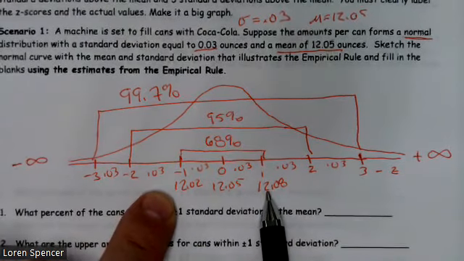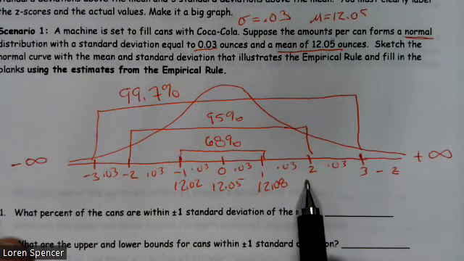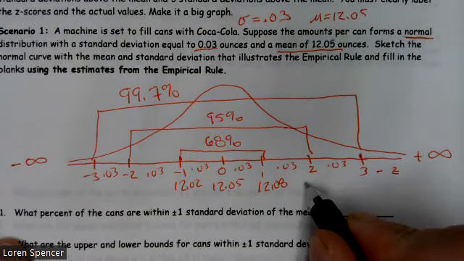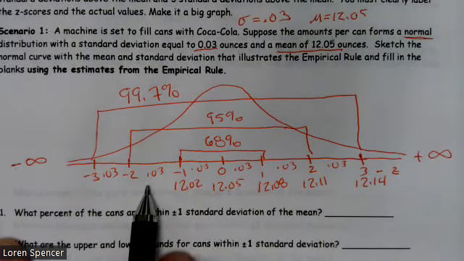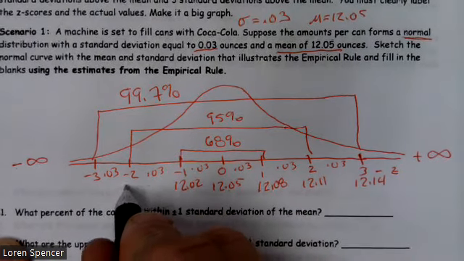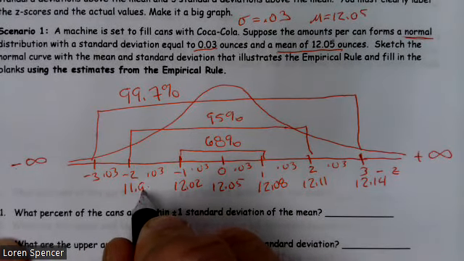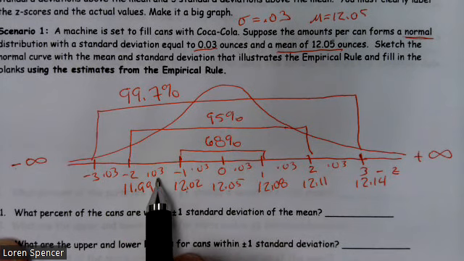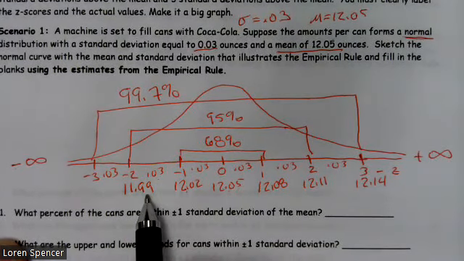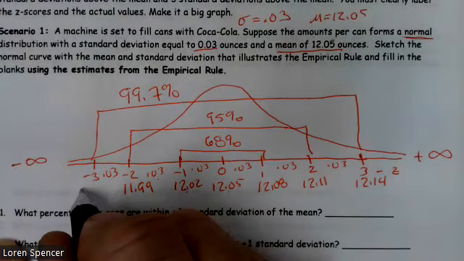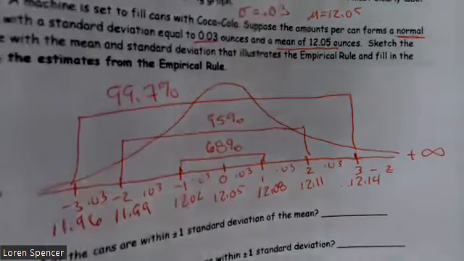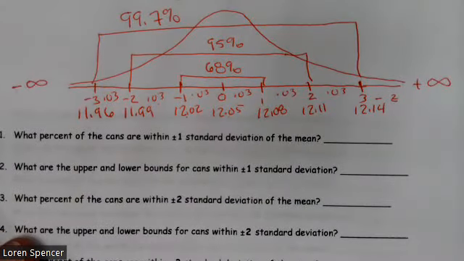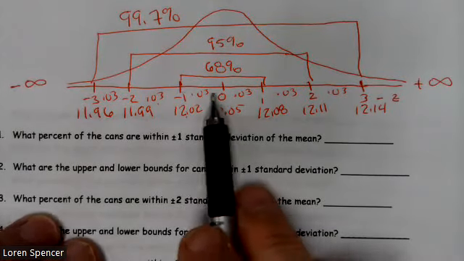So 68% lie between here. If I add 0.03 to this, I get 12.11, because it's 2 standard deviations, and at 3 standard deviations, we're at 12.14. When I subtract, and now I'm 2 standard deviations below, this is 11.99, because 12.02 minus 0.03. And then I subtract 0.03 again, and I'm 3 standard deviations below at 11.96.